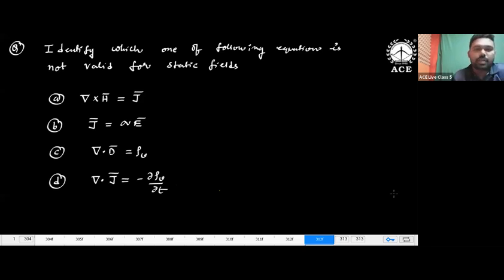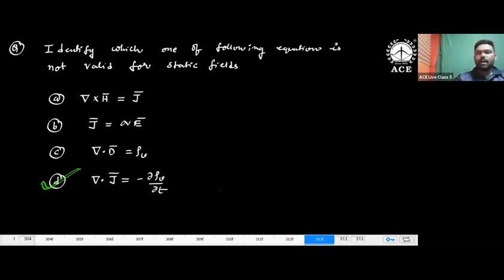Static fields means what? Dou by dou T must be equal to 0, isn't it? Yes. So here, dou D by dou T is missing, that is correct. Ohm's law is valid for static and time varying fields, the same equation. Here also, it is the same for static and time varying fields. So this must be wrong. This is the answer for the question: which one of the following equations is not valid for static fields? These kind of questions are also expected.